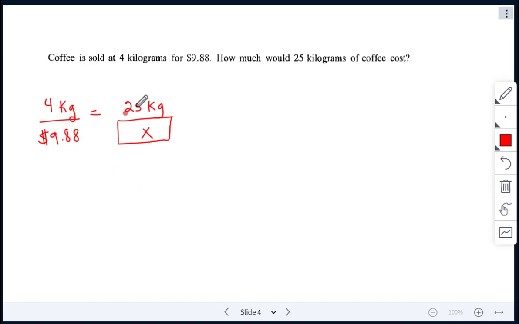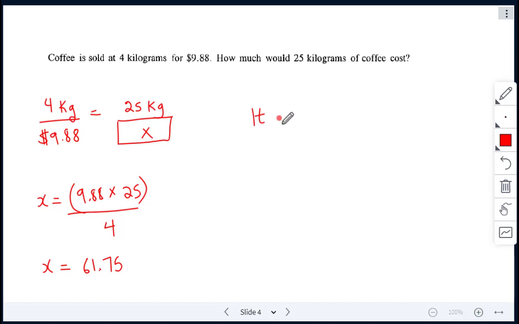Okay, so we're going to multiply the $9.88 times 25, and then we're going to divide that by 4. Okay, and just put that into your calculators, and you should get 61.75. All right, so how much would 25 kilograms of coffee cost? I'm just going to say it would cost $61.75.